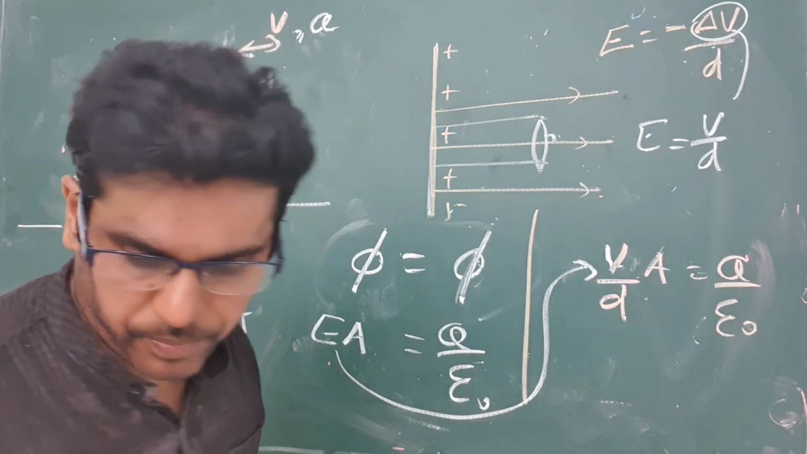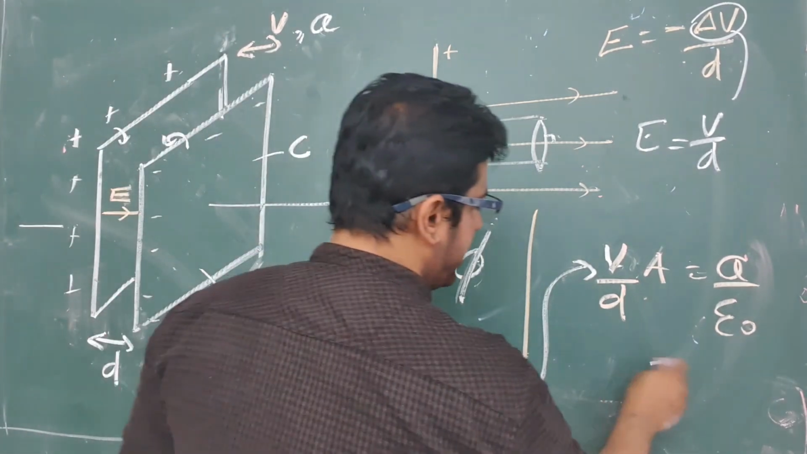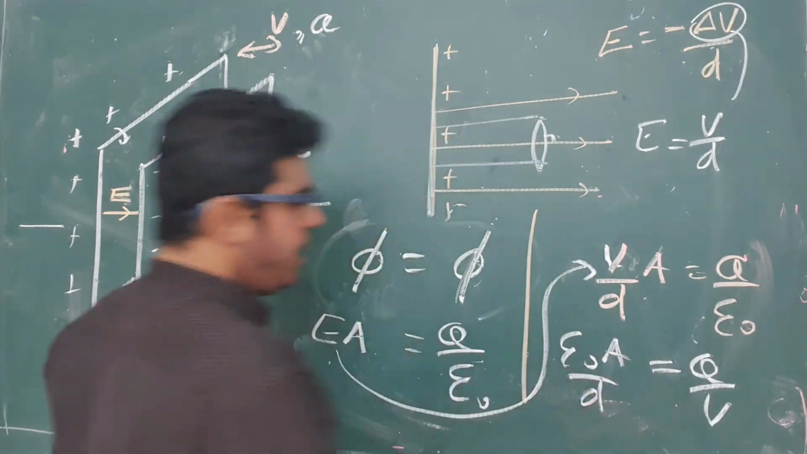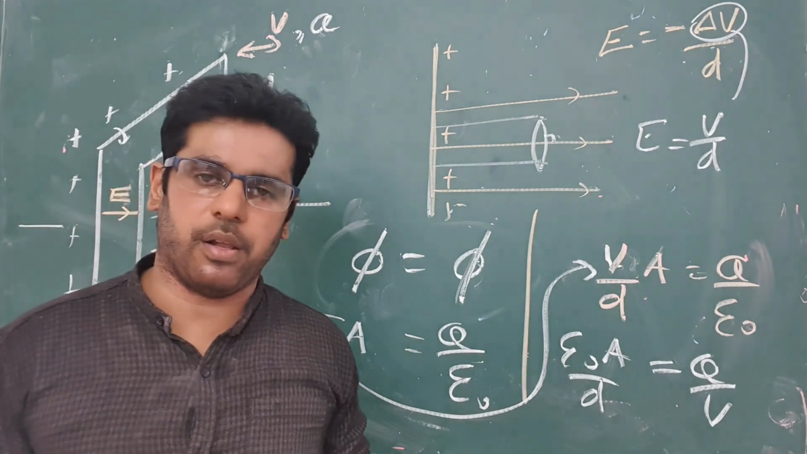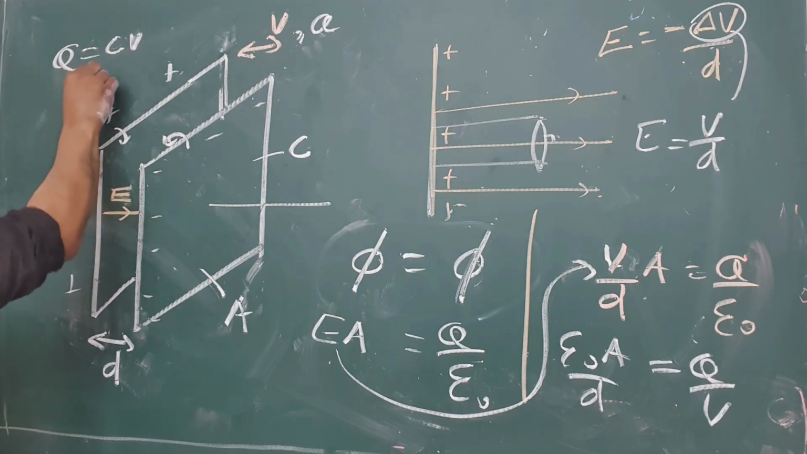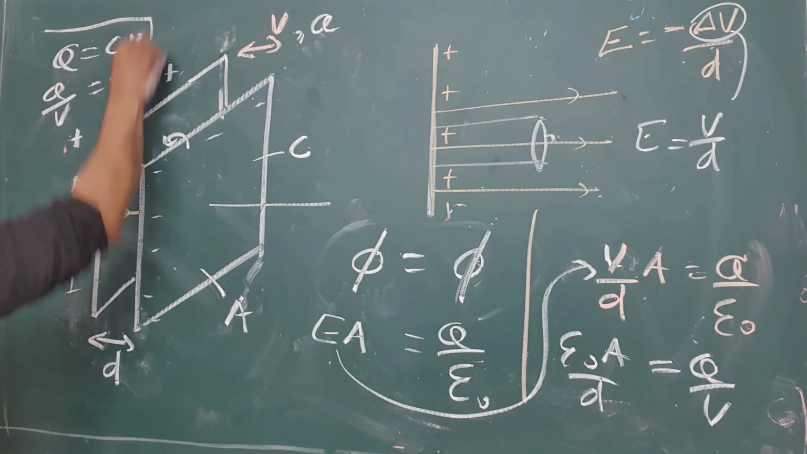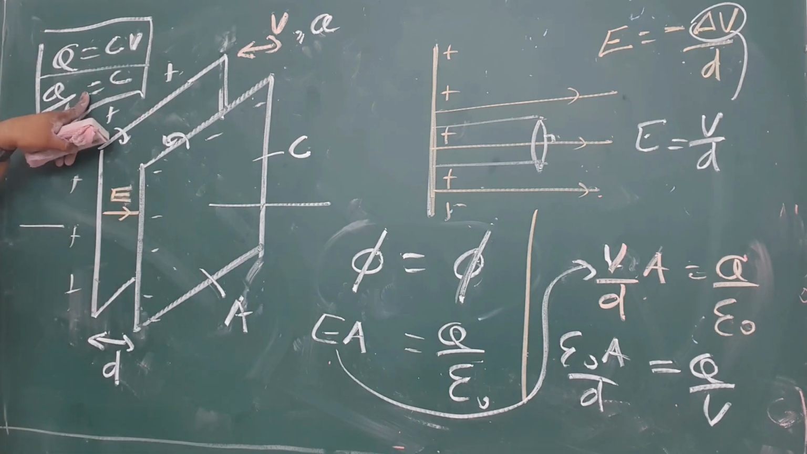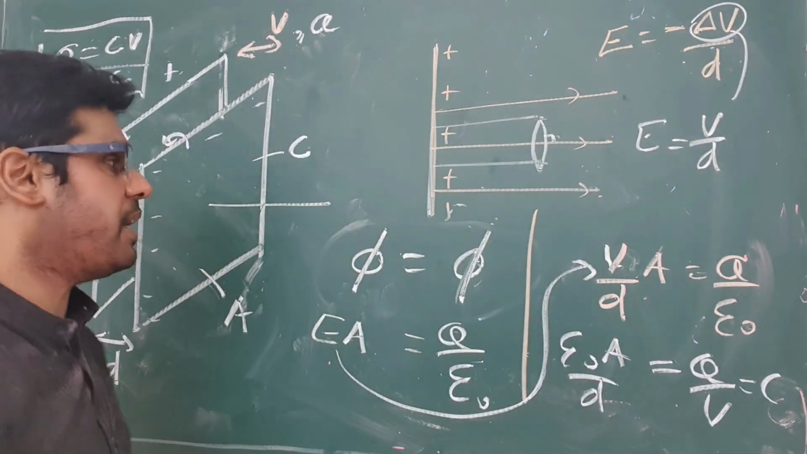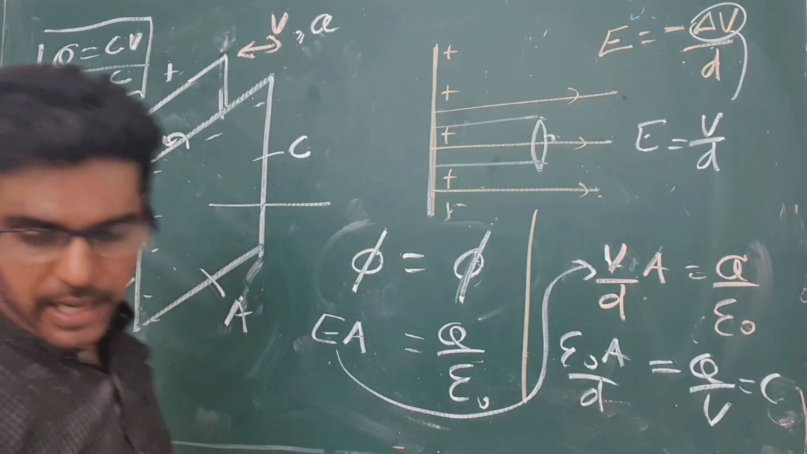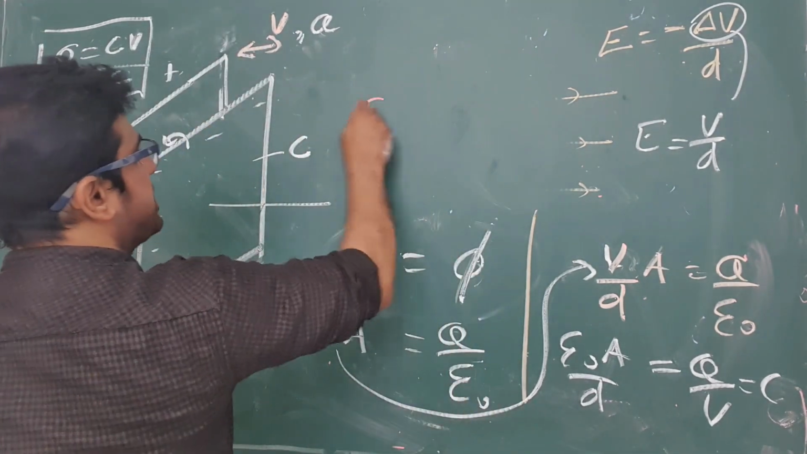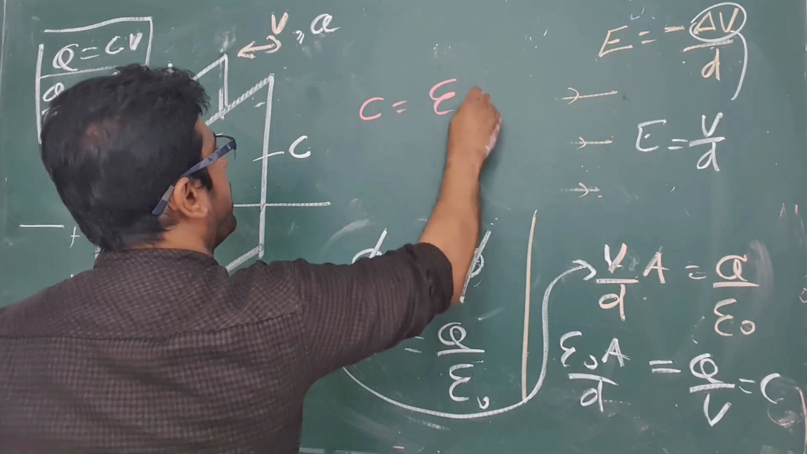Now I am going to take Q divided by V as the subject, it gives epsilon naught A divided by D. That's all, because Q equals CV, so C is given by Q divided by V. Now this is the general expression for the capacitance. So finally we write the parallel plate capacitance as C equals epsilon naught A divided by D.